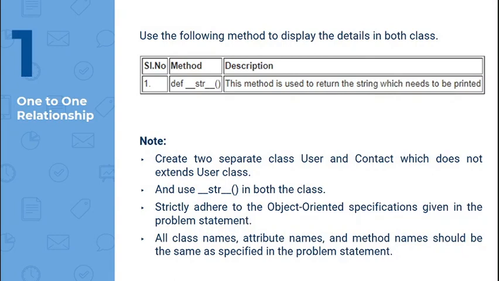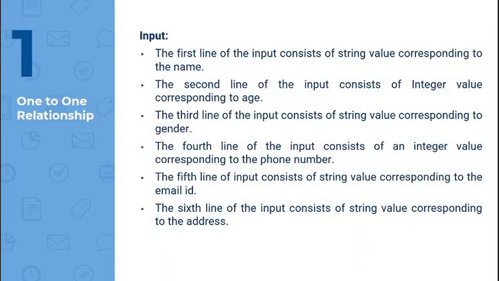Now both the classes should have the str method. The double underscore str double underscore method is a special method that will return a string representation of the object. Based on the given output format, we will modify that method. So we have to create two separate classes, user and contact, which does not extend the user class. And we have to use the str method in both the classes, and we have to strictly adhere to the object-oriented specifications given in the problem statement. All the class names, attributes and method names should be as specified in the problem statement.